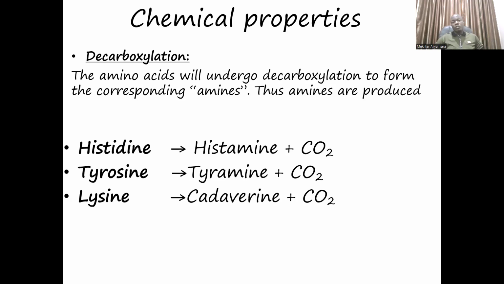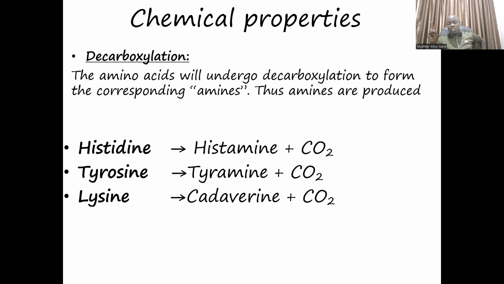So in today's video, we are going to look at the chemical properties of an amino acid. An amino acid undergoes a series of reactions which include decarboxylation, esterification, and so many other types of reaction. The first type of reaction that we are going to look at is the decarboxylation reaction.